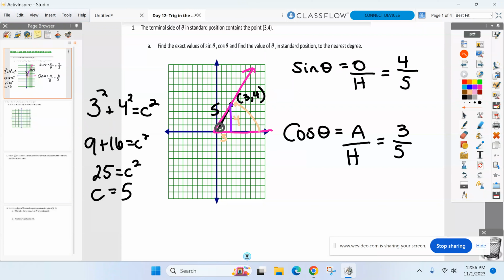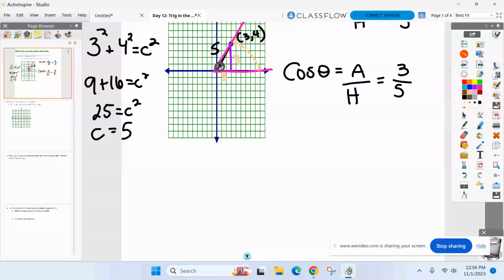You're going to use the work you already did. So go ahead and pick one right now. As a group, do you want to use sine or cosine? We're going to get the same answer. Let's use sine. So what do we know already? We know sine theta is equal to 4/5, and I'm looking for what theta is.